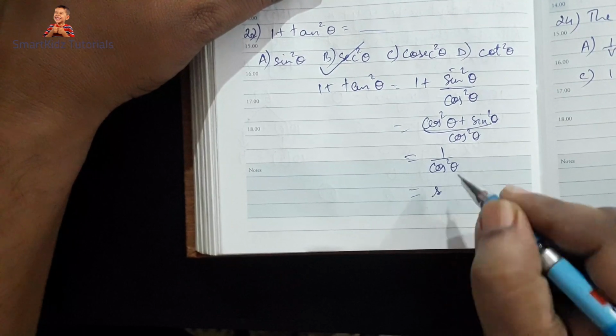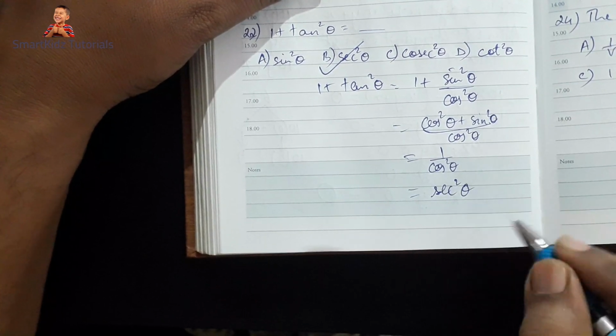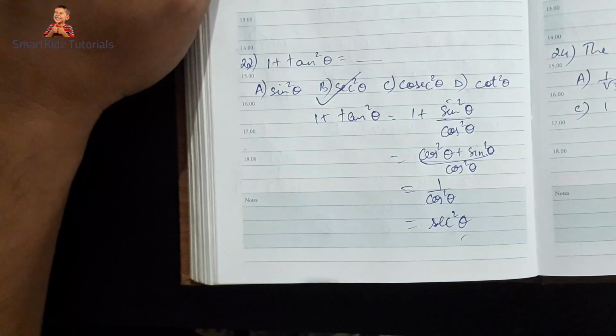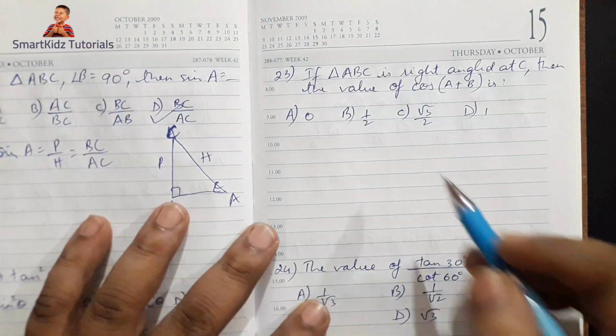1 upon cos is sec. So since it is cos square, it will become sec square theta. Same as this. See? So B is your correct option.